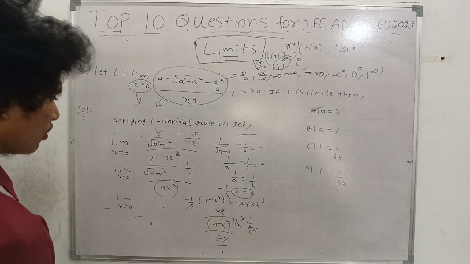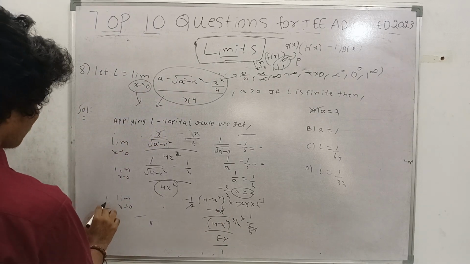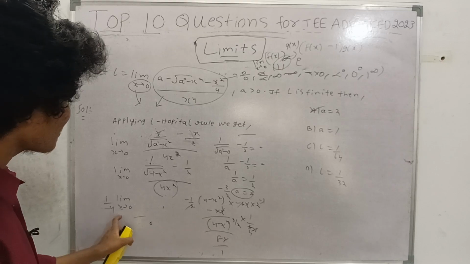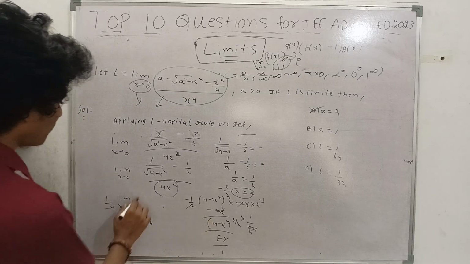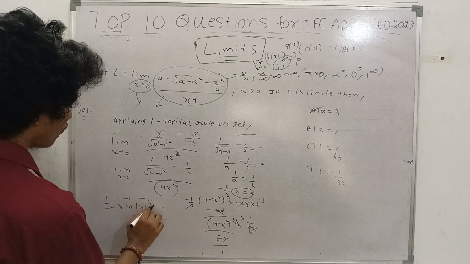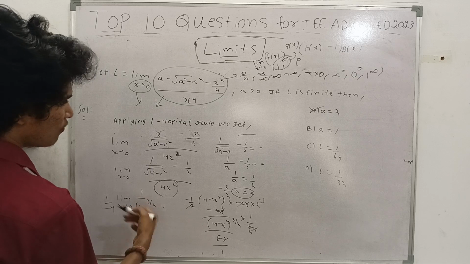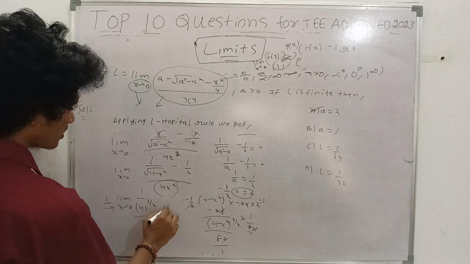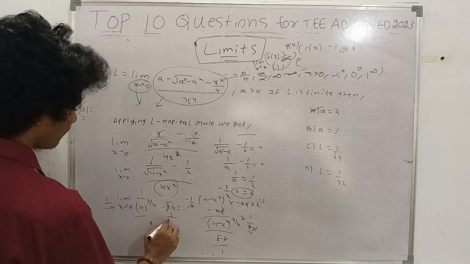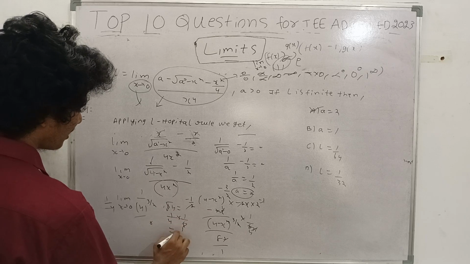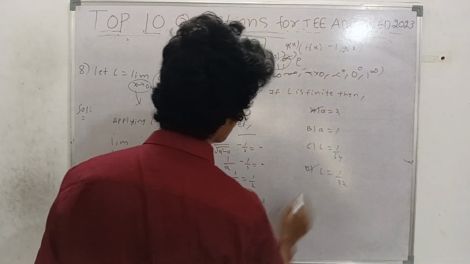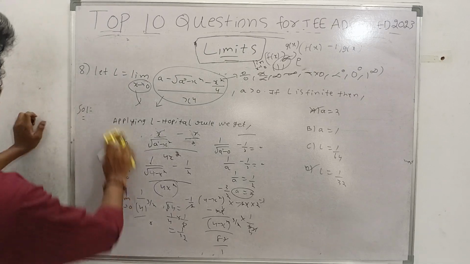Now when it is 1 by 4, I can take 1 by 4 outside. And when I substitute x equals 0, what will it be? 1 divided by 4 power 3 by 2. What is 4 power 3 by 2? 4 cube is 4 4s 16, 16 4s 64, root of 64 is 8. So 1 by 4 into 1 by 8, what will it be? 1 by 32. So the answer is D. L equals 1 by 32. Like this you have to do.